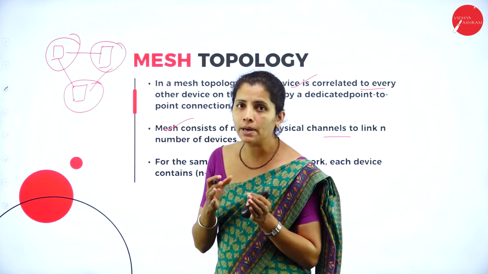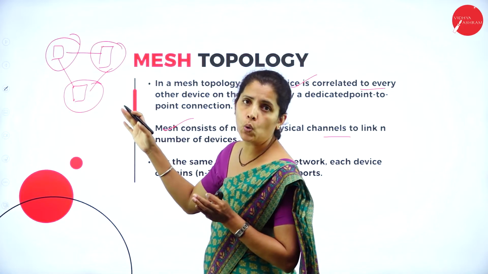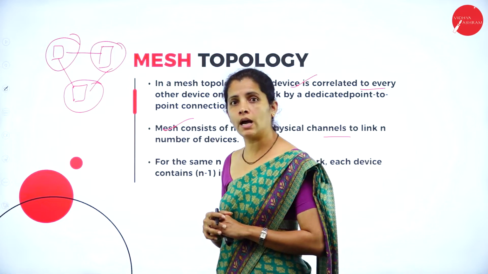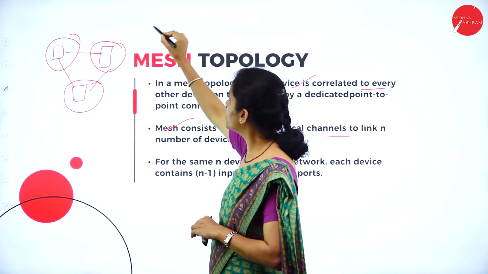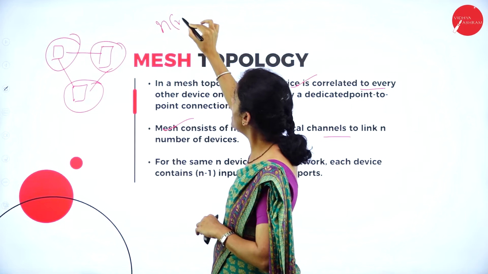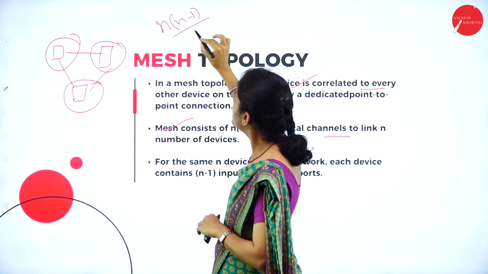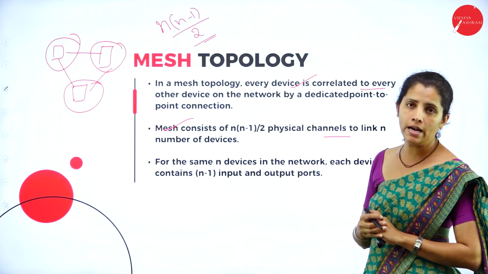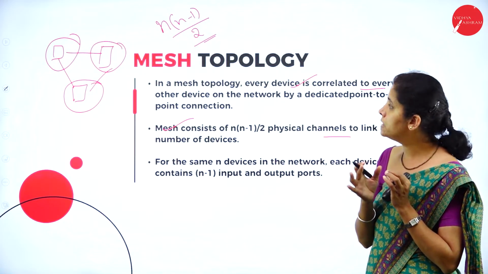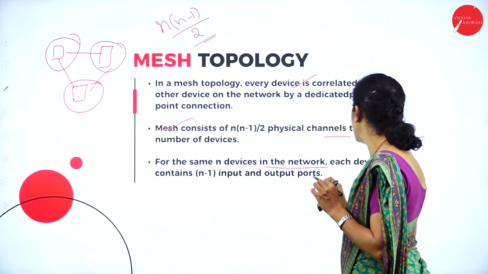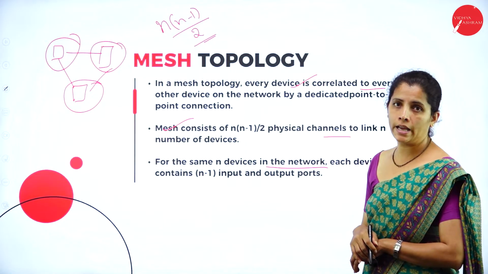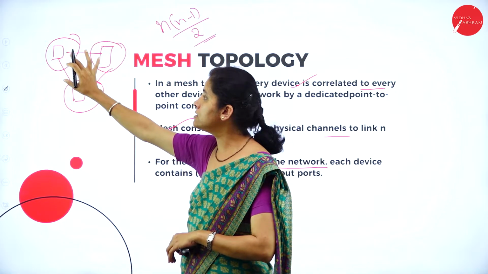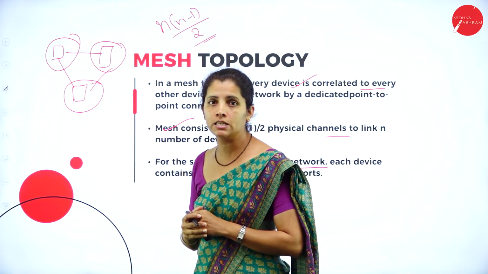Here n is nothing but the number of nodes, and how many cables do I require to connect this network? I require n into n minus 1 divided by 2. This is the formula. So for the same n devices, here n is nothing but the nodes in the network. See, I have three computers or devices, and n minus 1 represents the connections.